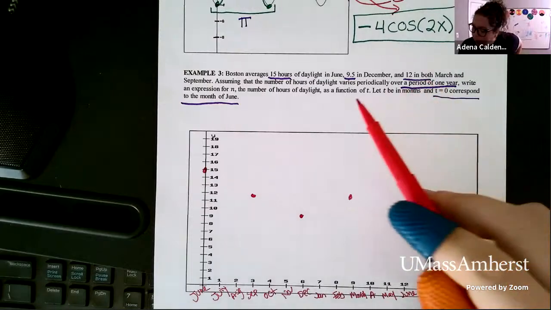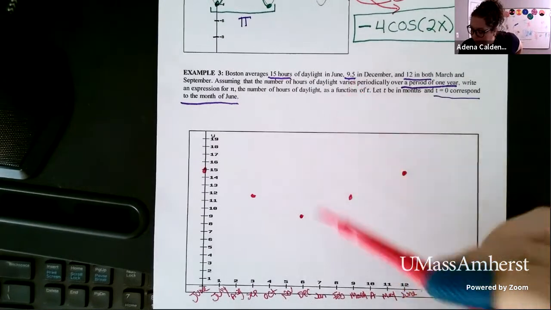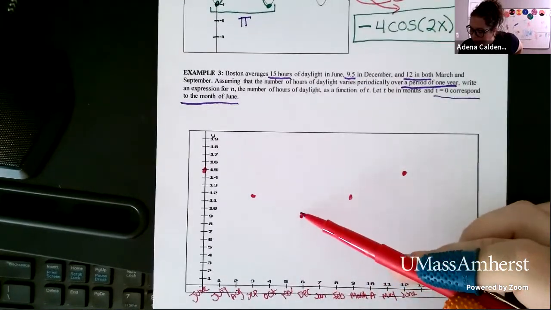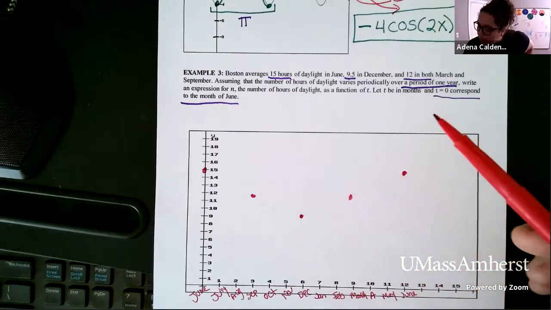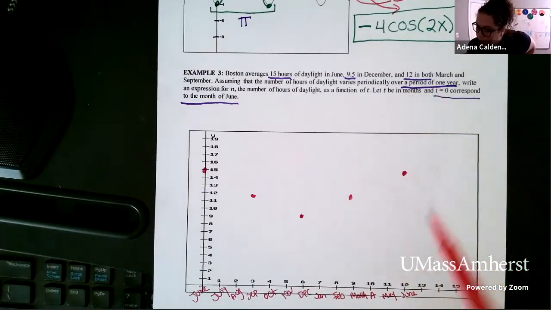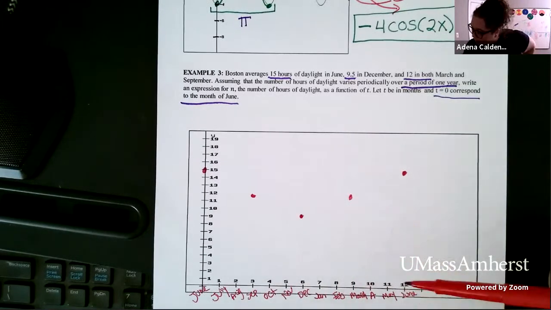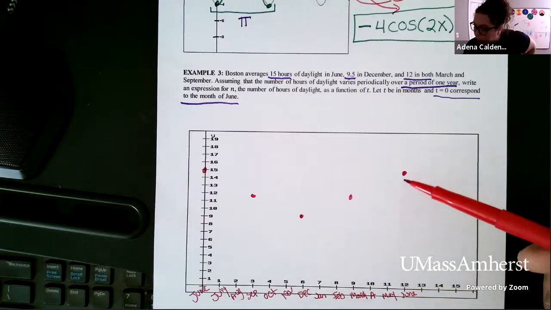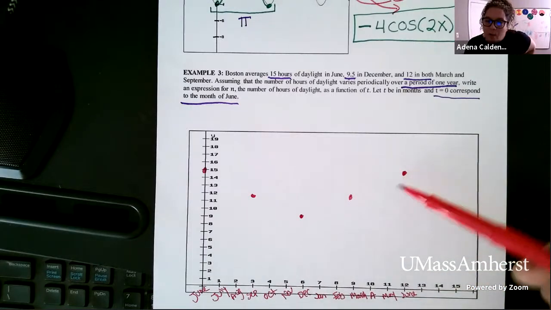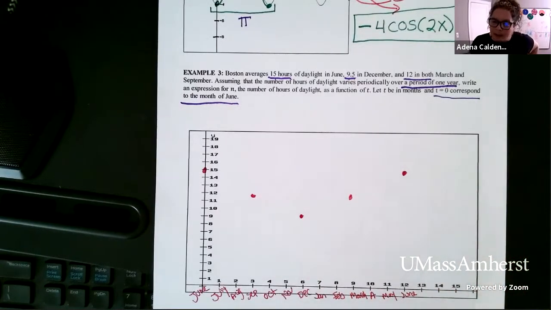So I then plotted the other data points. So 9.5 in December, I approximated to be about here. Then I had 12 in March and September. So I went to September and did 12. I went to March and did 12. And then back here at month 12, we're back in June again. So we're back up here. So this helped me visualize the entire cycle.